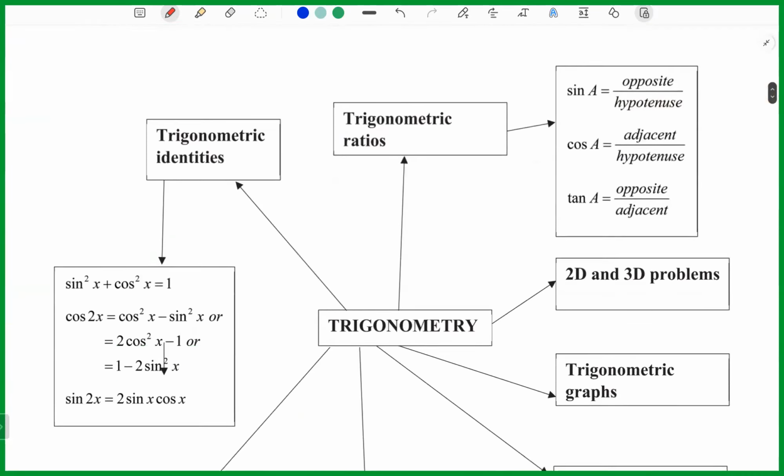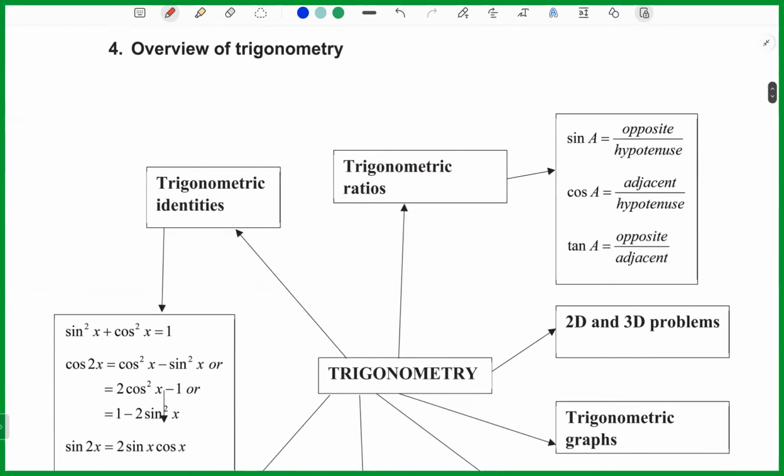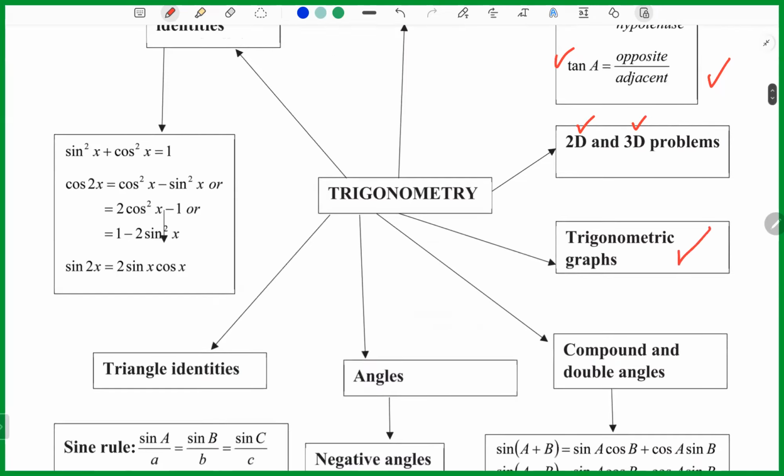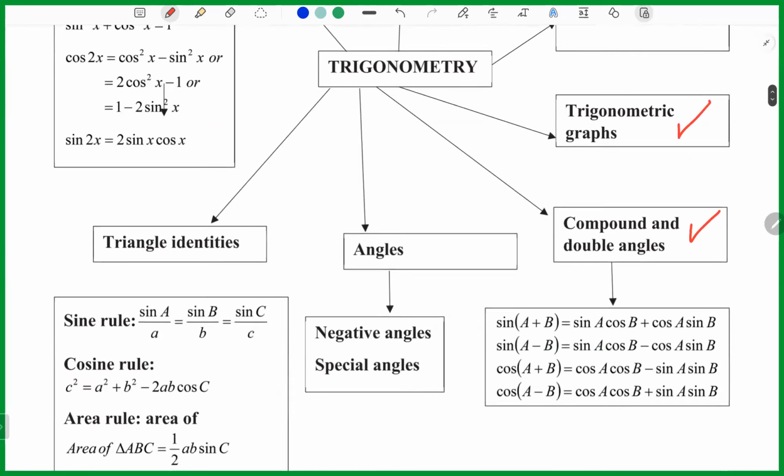Right, as an overview of the mathematics, we shall be looking at the trigonometric ratios, which involve the three trigonometric ratios: the sine, the cosine, and the tangent. We shall be looking at two-dimensional and three-dimensional problems, the 2D and 3D problems. We shall be looking at trigonometric graphs. We shall focus on compound angles. We shall look at these compound angle formulae. Okay, these four compound angle formulae. We shall be focusing on the negative angles.